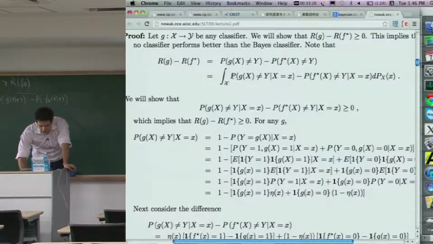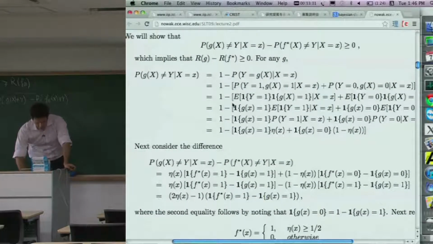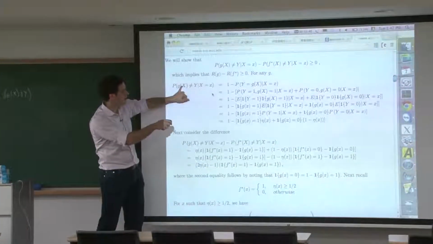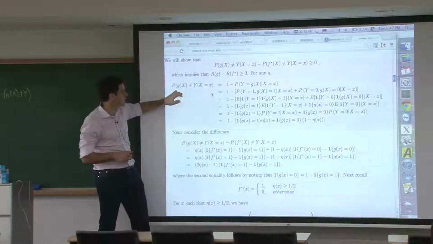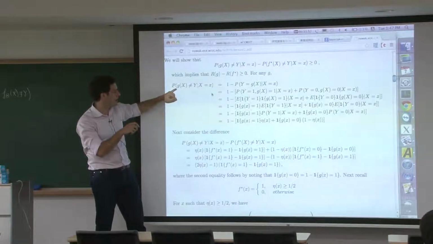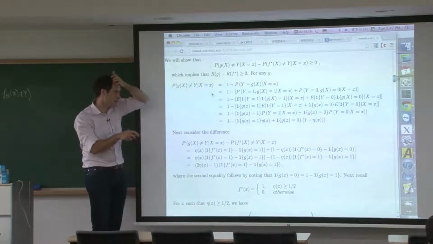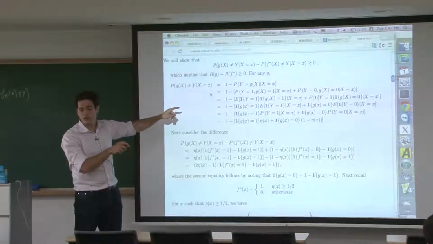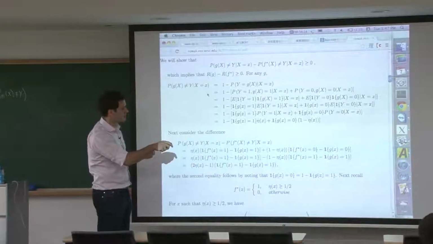So we only need to prove that the integrand is non-negative. To do that, it's a bit tedious, but first you give an explicit formulation of this quantity in terms of eta and an indicator variable of g of x. The probability that g of x is not equal to y, knowing that x is equal to x, is just 1 minus the probability that they are equal, given x equals x. Now you split two cases. If y equals g of x, then it's either y equals g of x equals 1 or y equals g of x equals 0. So it's those two terms here.